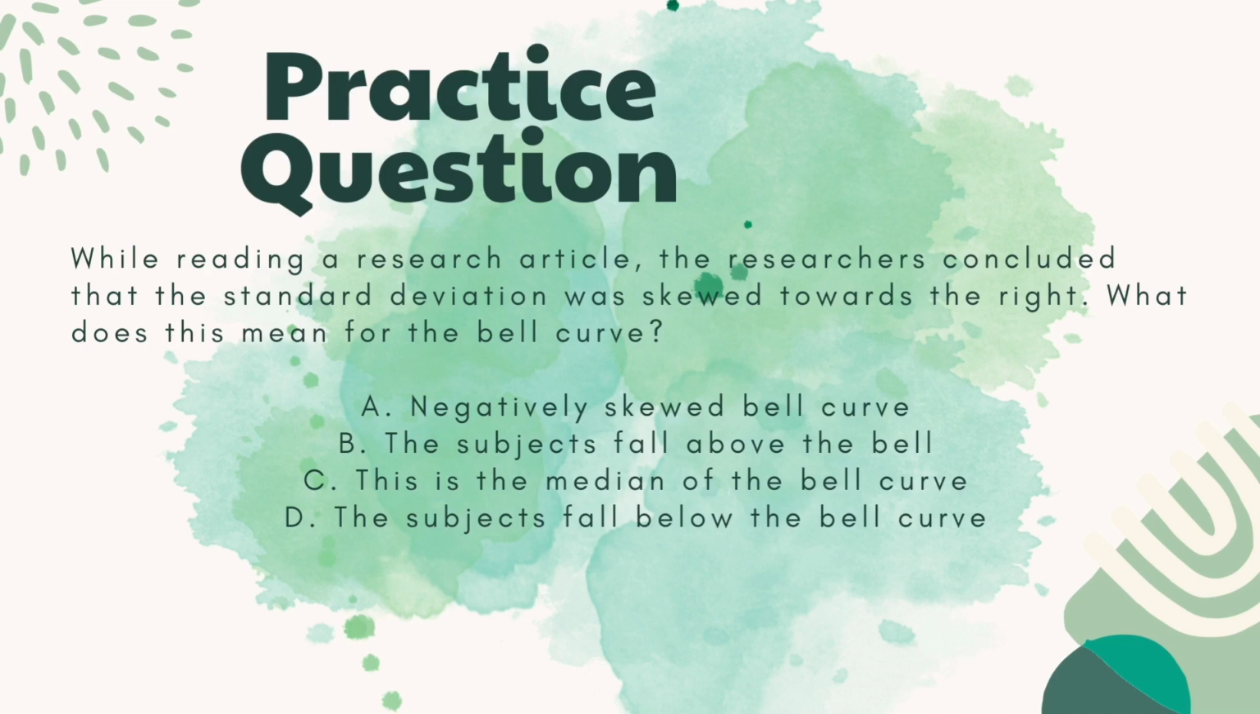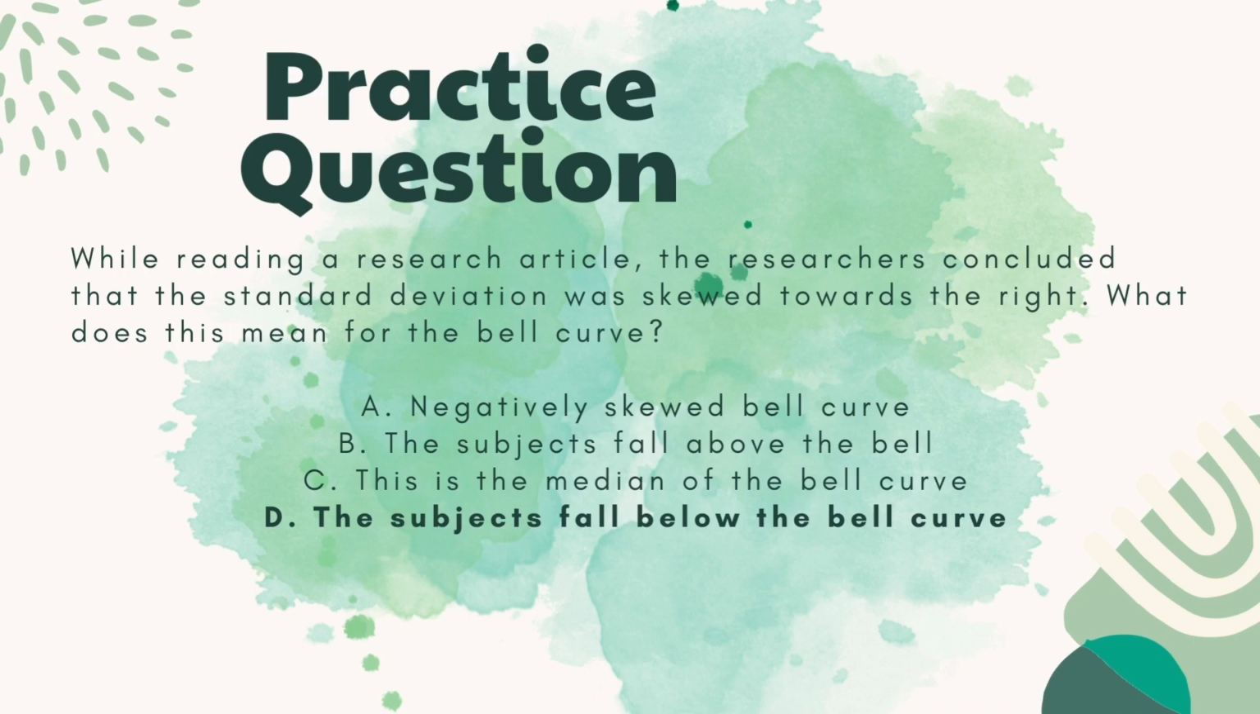All right, I'm back. Please pause this video if you need more time, but we will be moving on here. The correct answer is D. I was super excited to include a standard deviation question because this is the first thing we talked about. I wanted to see if you would remember. Let's look at the question. While reading a research article, the researchers concluded that the standard deviation was skewed towards the right. What does this mean for the bell curve?